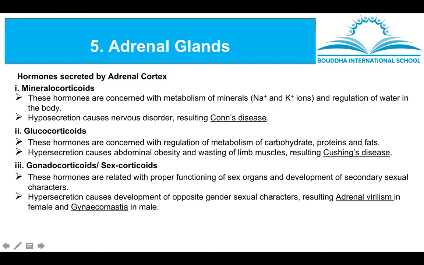And if this hormone is produced more, it can cause development of opposite gender sexual characters. It means that in a male, female characters start developing in his body, and in a female, male characters start to develop in her body. For example, if that happens, in females it is called adrenal virilism, and in males that disease is called gynecomastia.